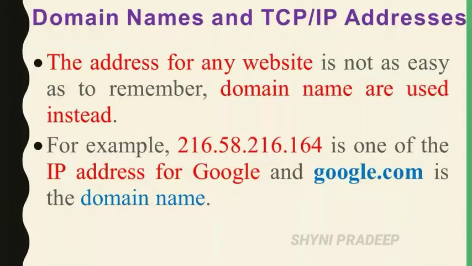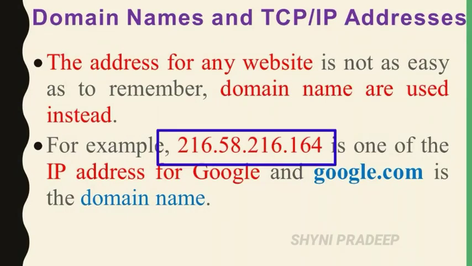Okay. Next topic is domain names and TCP/IP addresses. The address for any website is not easy to remember, so we are using domain names. For example, see here, this is the address of the Google website: 216.58.216.164. This is not easy to remember. Its domain name is google.com. It is easy to remember. So, we are using domain names.